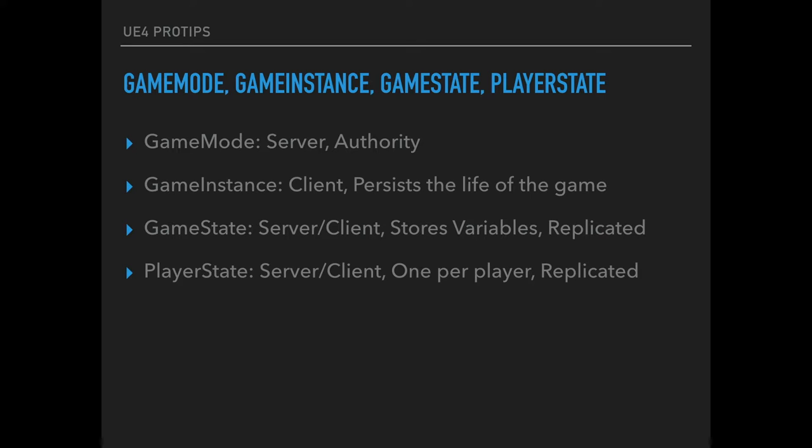So the game mode sees a score was made, tells the game state to update the variable. The game state behind the scenes sends that change out to everybody. Everybody gets a notification and it updates.